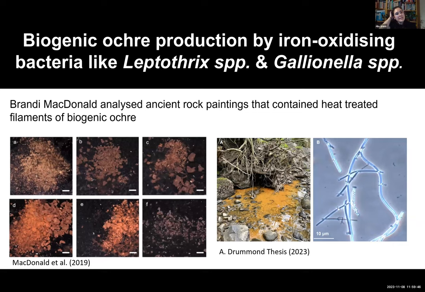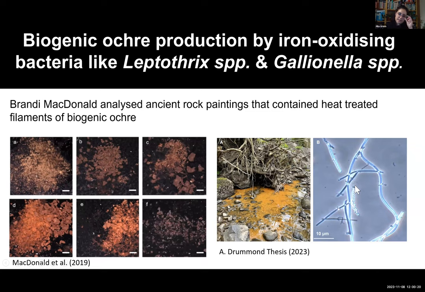Another example is biogenic ochre production, so ochre that's produced by bacteria. This is an example from a recently published thesis. All over the world, you'll find these streams with an orangey or reddish color and a sort of oily sheen on them. And this is usually produced by these bacteria that produce ochre.